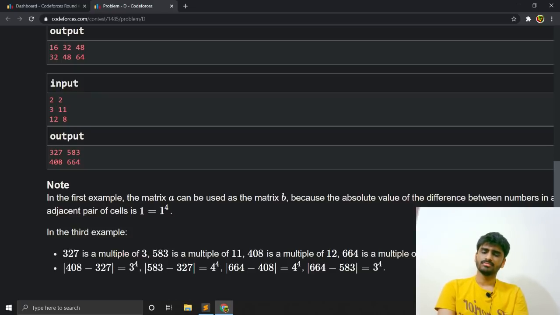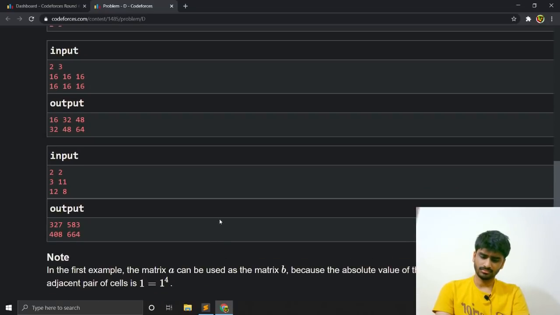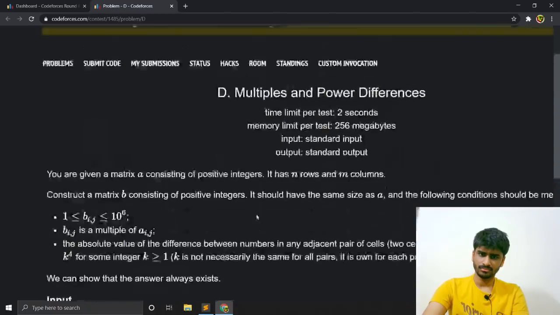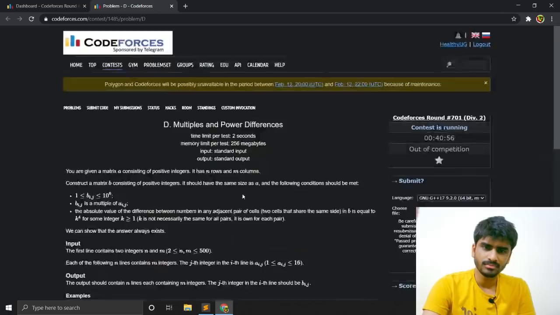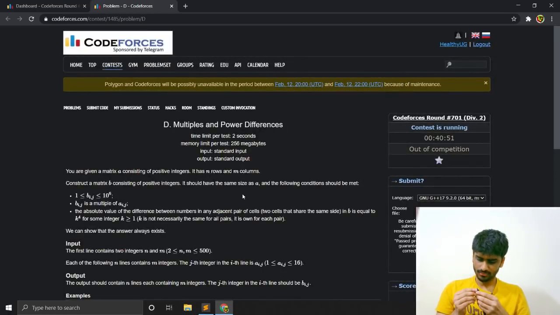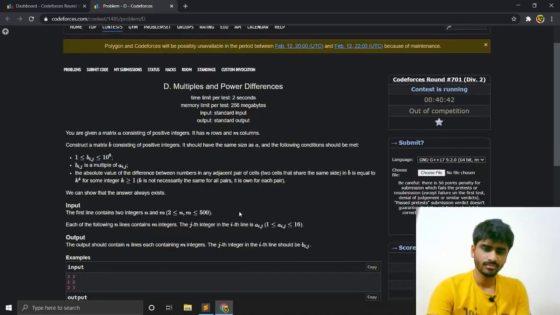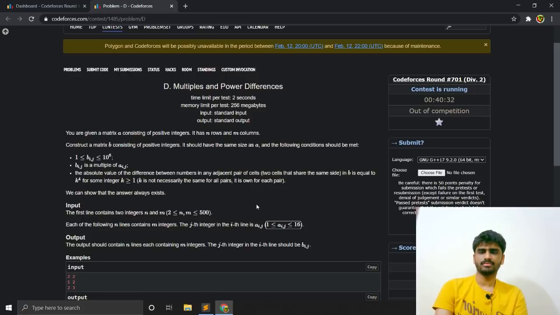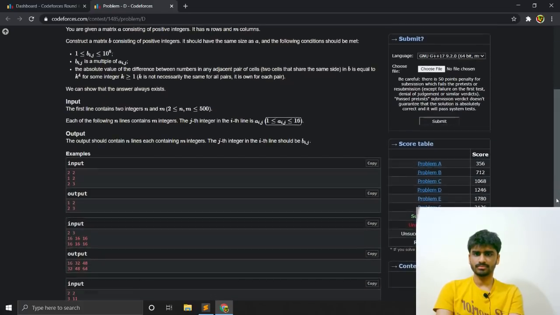Hmm. A is very small. Why is this very small? First of all, we have to see that the answer is always possible. So that is something.